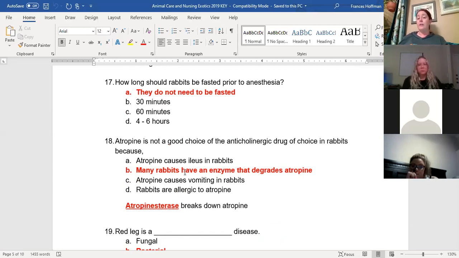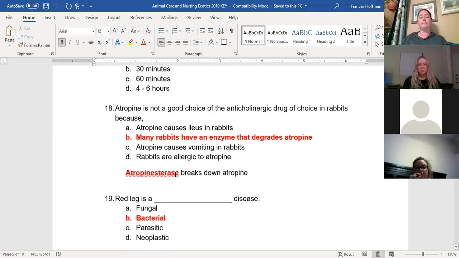Atropine is not a good choice of anticholinergic drug in rabbits because many of our rabbits are going to have the enzyme that degrades atropine, and that's called atropine esterase. So that enzyme will be naturally produced in about half of our rabbits, and means that atropine is going to get broken down and will not work as effectively. It still may work, and we may need to dose it at higher doses, but we need to usually dose more atropine in those cases, or we could use glycopyrrolate.